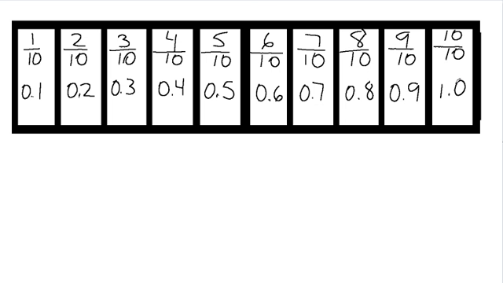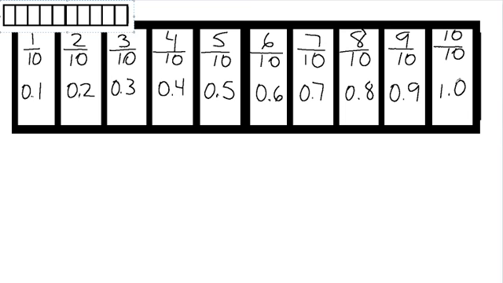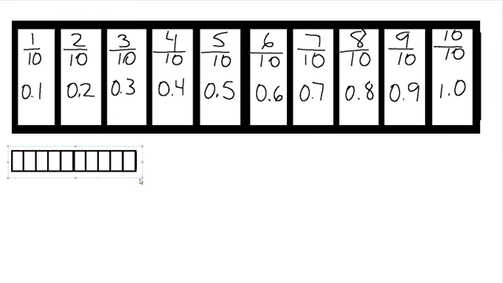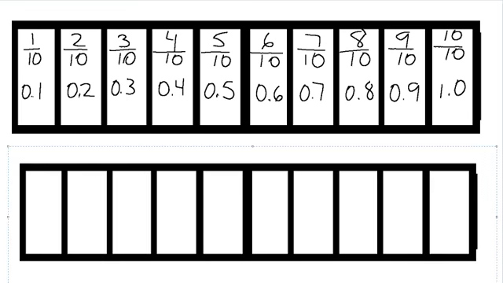Remember, from our place value, that 1 is in the ones column now, so it can also be read as 1 whole and 0/10. If I colored in all of this, I would have 1 whole and 0/10. I'm going to do this again, because I want to show you a couple more.